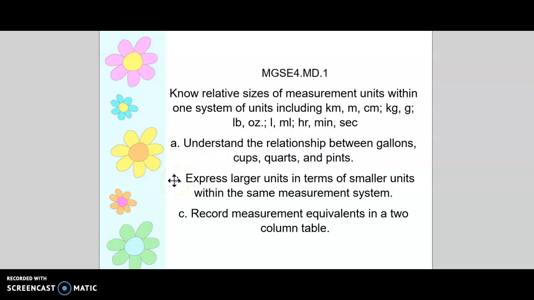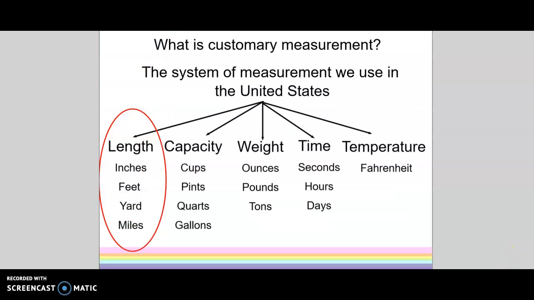We're also going to talk about how we can record the measurement equivalents in a two-column table. So we're going to use a T-chart and we're going to record measurements that are equivalent to each other. And I'm going to show you an example of that a little bit later on.